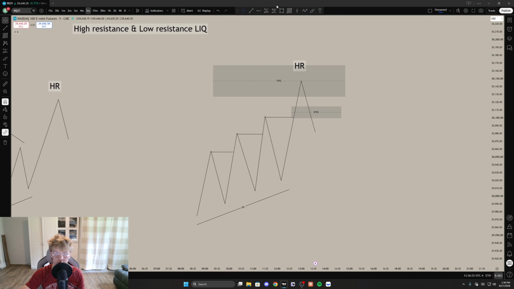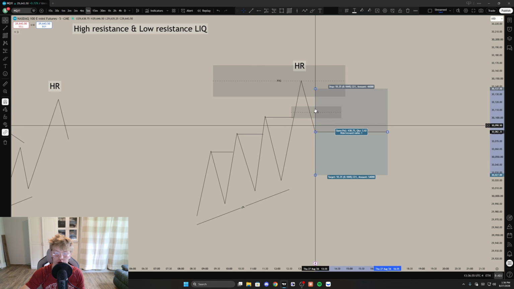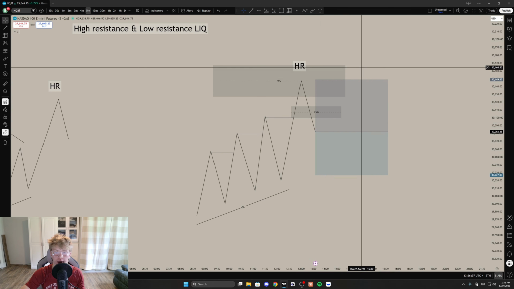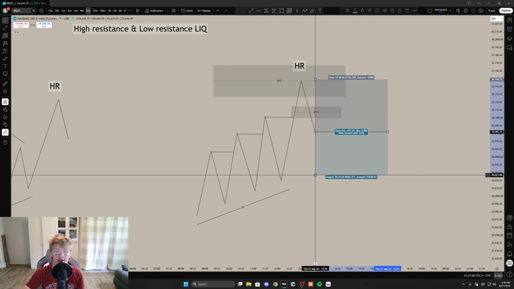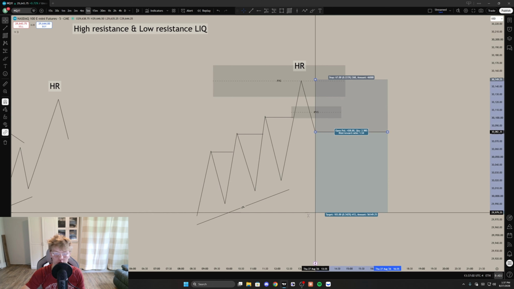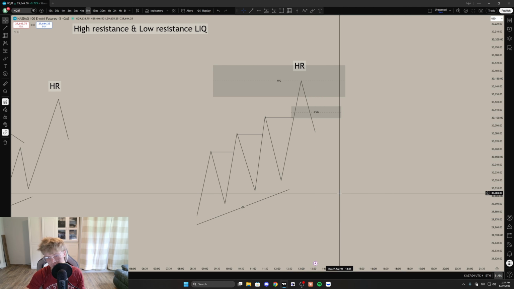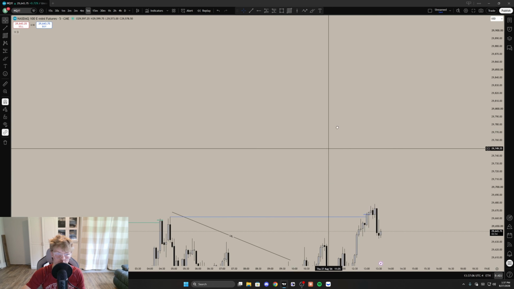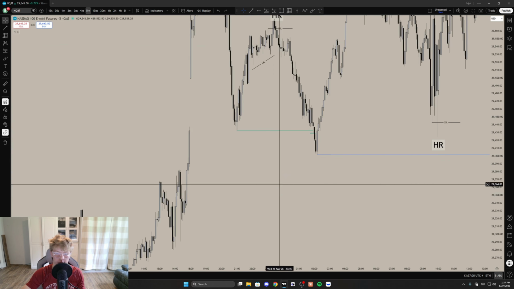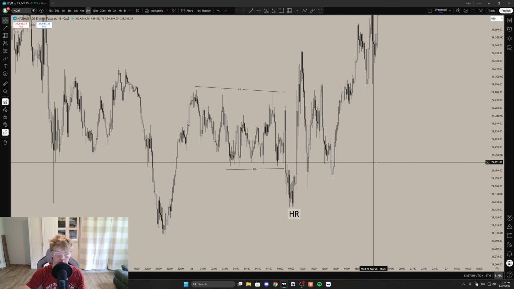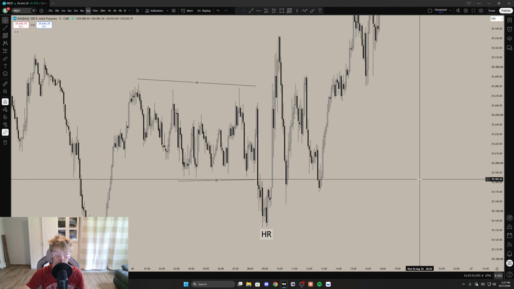Okay. So in this situation, you could enter in this, put your stop loss at high resistance because that is going to be a protected area, and then target the low resistance liquidity. Okay. Let's step into the charts real quick and break some stuff down. We have a few examples here. I think we just have 3 of them, but we'll go over it.